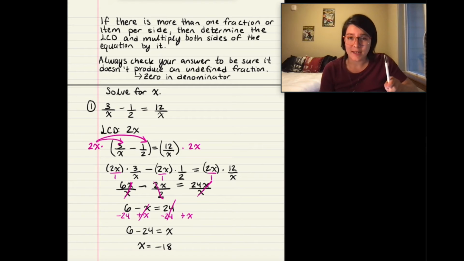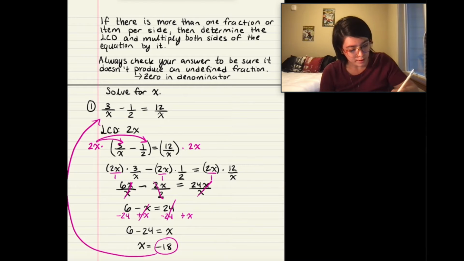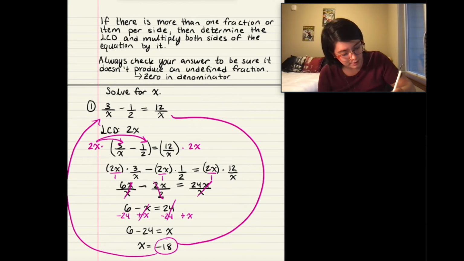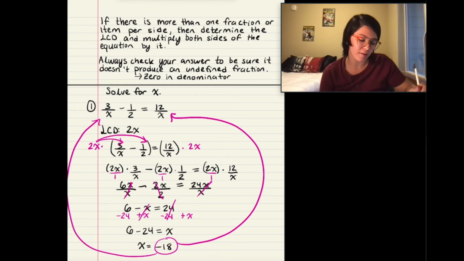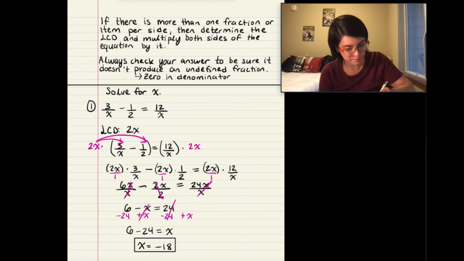And we can't box it yet because remember, we need to check and make sure that this function is not undefined. So if we take negative 18 and plug it back into our equation, we'll plug it in for 3 over x, which would be 3 over negative 18. And that's fine. We can have a negative in the denominator. And we'll also plug it in on the right side. We have 12 over negative 18. And that's fine too. Nothing's undefined. So we are happy campers.